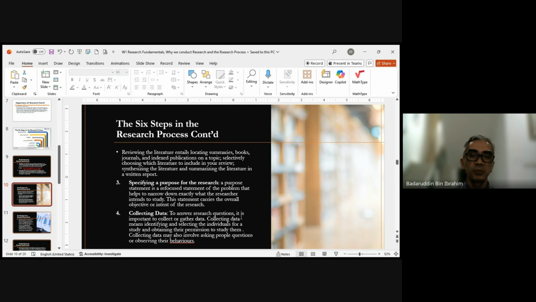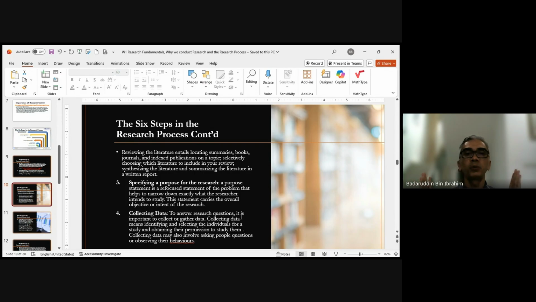Okay, you must have critics or provide opinion on the literature, something like that. So it's a process for you to learn on writing a literature. Okay, and then the third step is to specify a purpose for the research. So this is kind of the problem to narrow down exactly what the research intends to study. Okay, so you need to formulate. This is what I call a research formula.